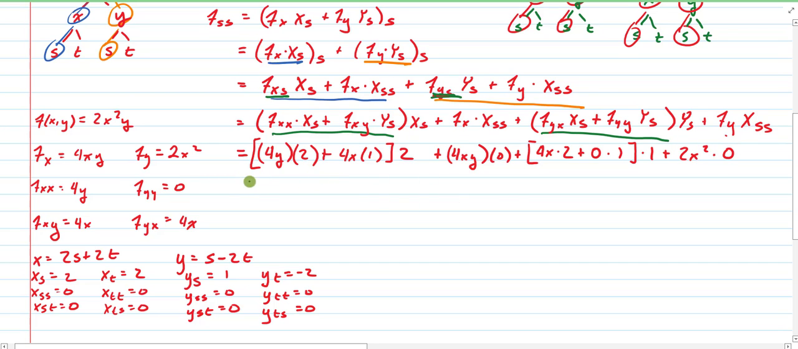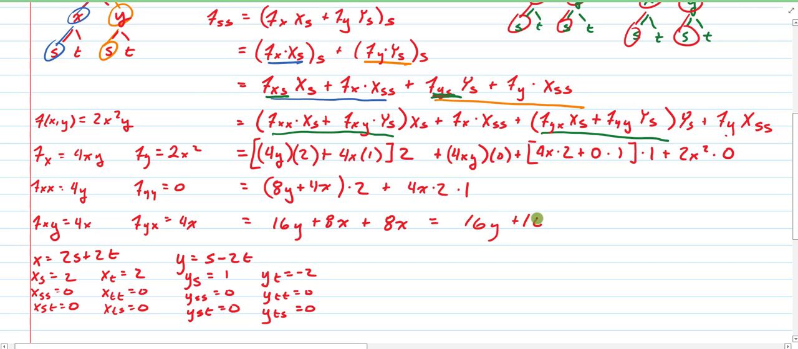And so now if I go ahead and clean everything up, I end up with 8y plus 4x times 2. That zeroes out. I'm left with a 4x times 2 times 1, and those other parts zero out. So it leaves me with 16y plus 8x plus another 8x. So 16y plus 16x.